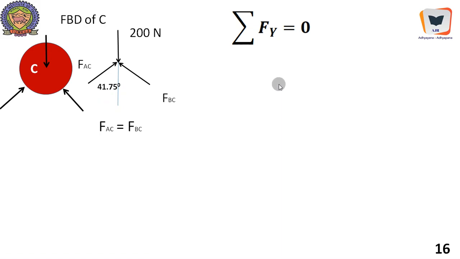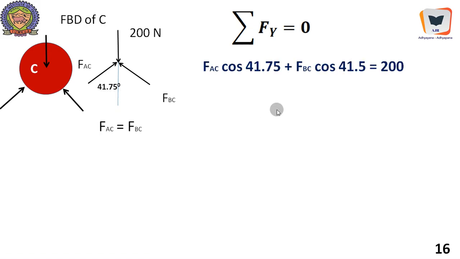If you apply sigma Fy equal to 0, we could say 2 times FAC cos 45 equal to 200. It has been written loosely, anyway. So 2 times FAC cos 41.5 equal to 200. Upon simplification, we will get 1.5 FAC equal to 200. Therefore, FAC equals 133.33. So one of the unknowns is solved.